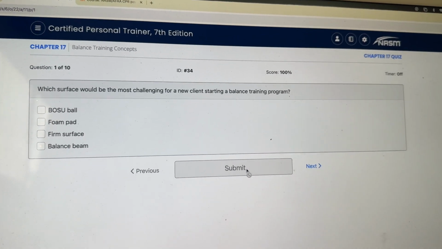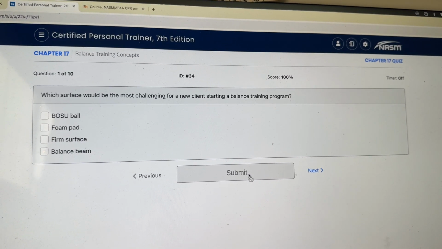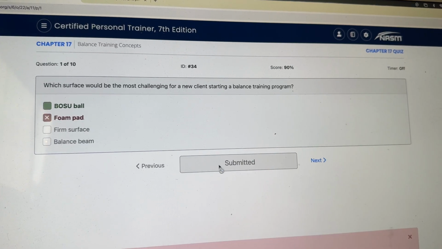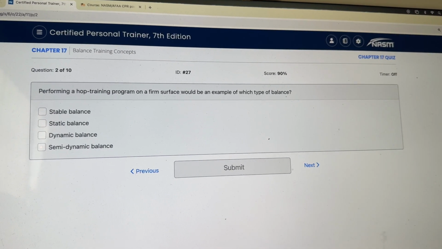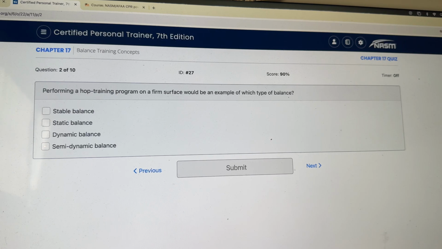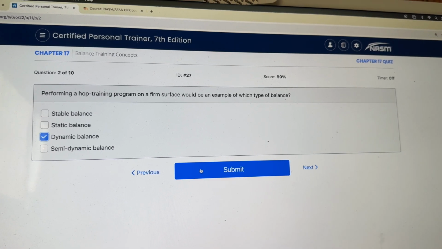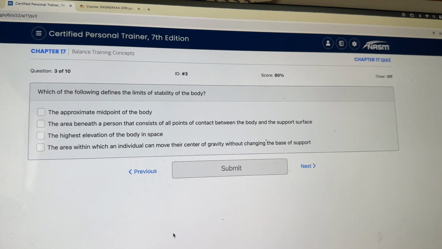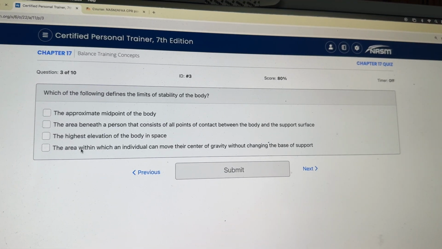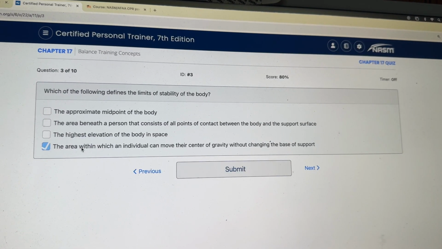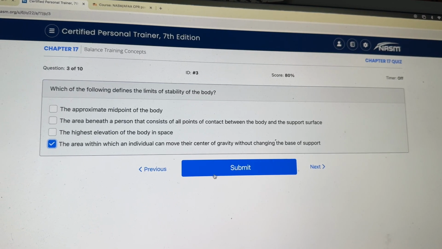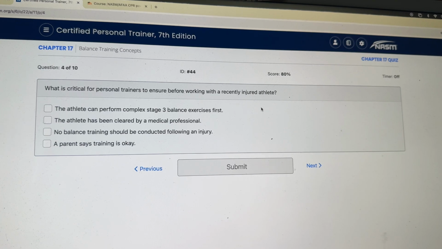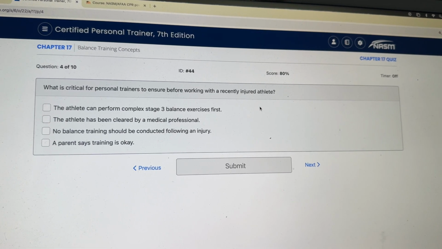Which surface would be the most challenging for a new client starting a balancing training program? Foam pad or Bosu ball? Performing a hop training program on a firm surface would be an example of which type of balance? I think it's dynamic. Which of the following defines the limits of stability of the body? I think it's the area within which an individual can move their center of gravity without changing the base of support. What is crucial for personal trainers to ensure before working with a recently injured athlete?